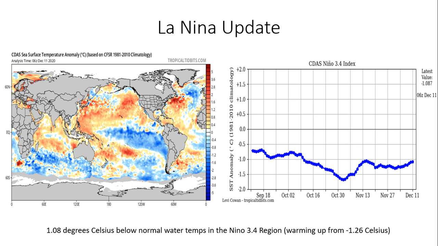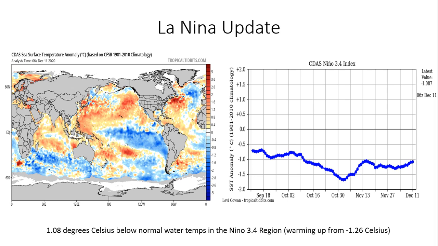And you notice how around late October, that blue line there on the right shows water temperatures were greater than 1.5 degrees Celsius below normal in that Nino 3.4 region. Then we had a little bit of a warming, almost up to minus 1 degree Celsius below normal. And then it kind of dipped down a little bit in mid to late November. And now it's starting to come back up again, that blue line.